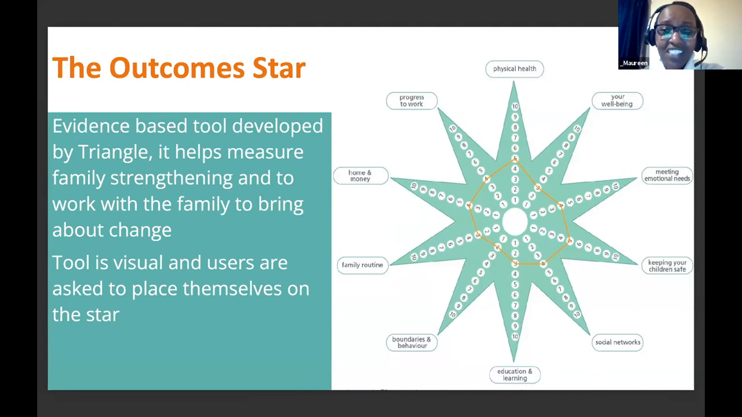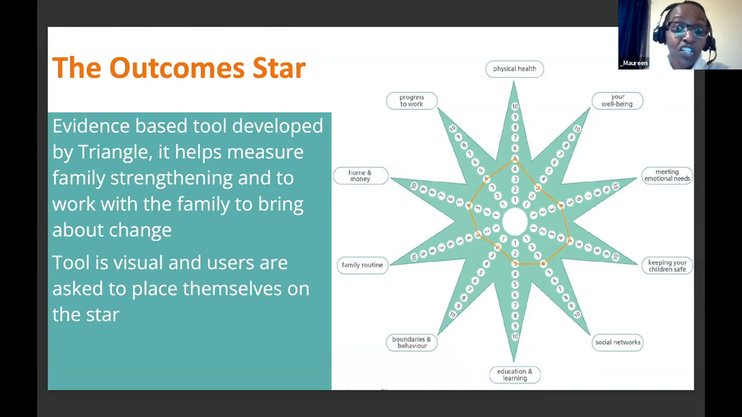And it's not always linear. So for example, with home and money, they may be doing really poorly, it may be a one, but they are in good health, so physical health may be a five. So it really depends on the family and the complex issues in the family and what they are going through. But these 10 domains are what we measure, and they're really critical. So the Outcome Star enables us to quantify the impact and change of our family strengthening efforts.